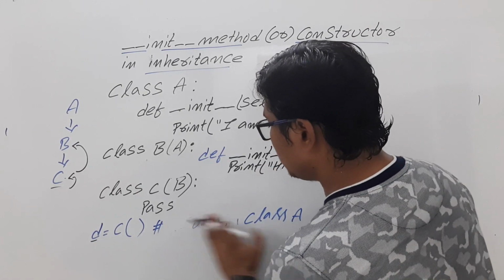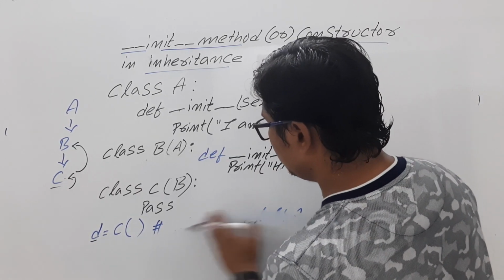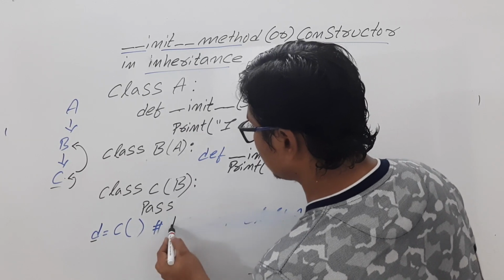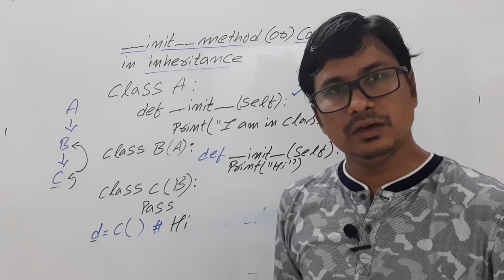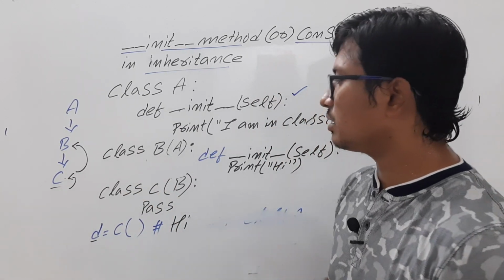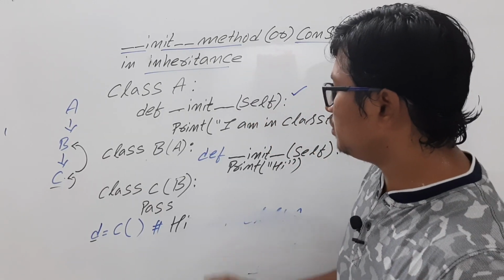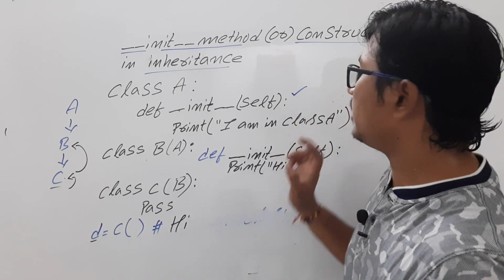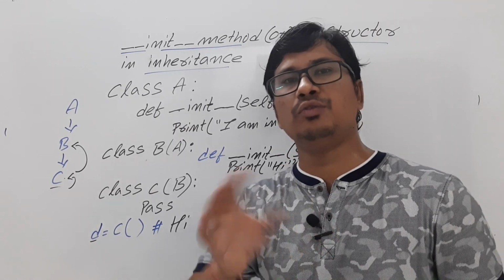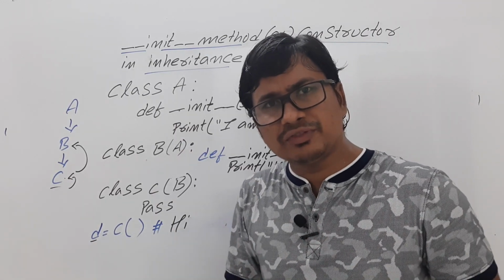So that will be invoked. So you have to get an output as hi. Are you able to understand it or not? Now let's take that. Sir, I want to get the output hi, and also I am in class A. Both the outputs I should get. Then what modification should I do?